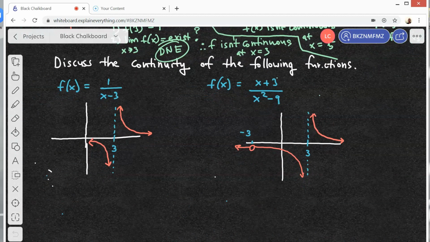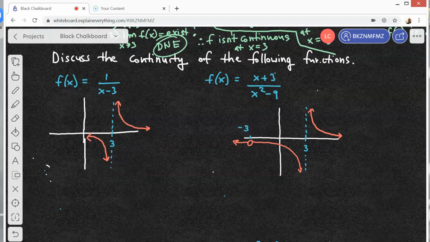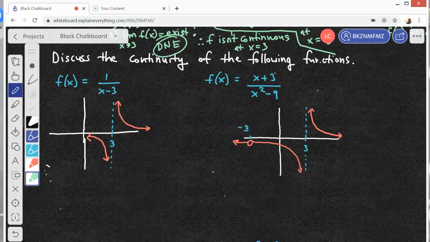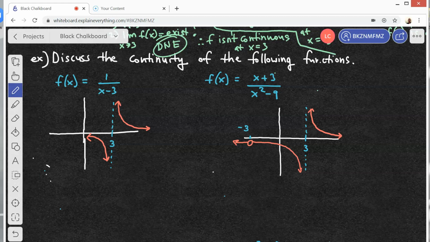In this next example, let's hide this pen, we're going to discuss the continuity of the following functions. In the first function, 1 over x minus 3, you have part of the red line on the left side of 3, and that red line is not a continuous red line. The other part of that red line is on the other side of that 3. So we say that this function is discontinuous.